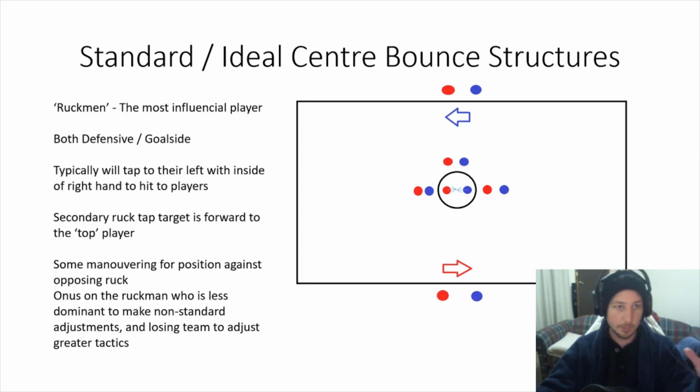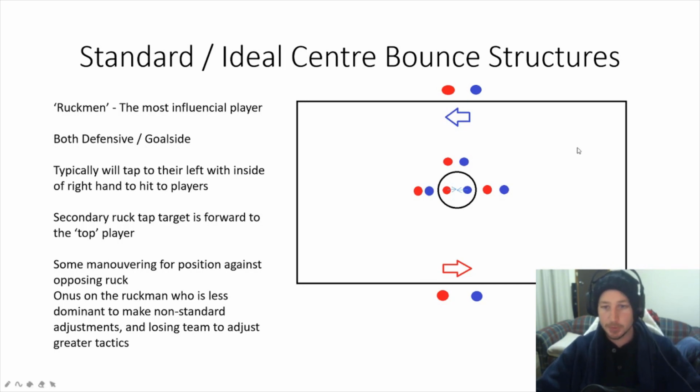So my overall hypothesis: we're going to go through each player's role in this standard ideal centre bounce structure, which seems to be the norm. There are some adjustments made from it, but to my mind it seems to be a very stable norm. So let's get into that.